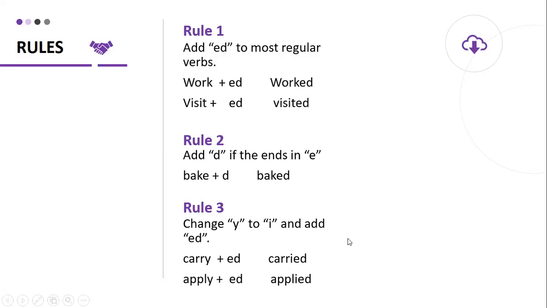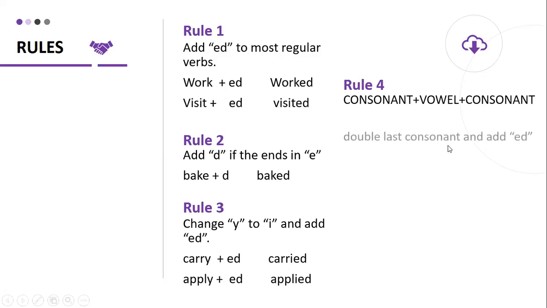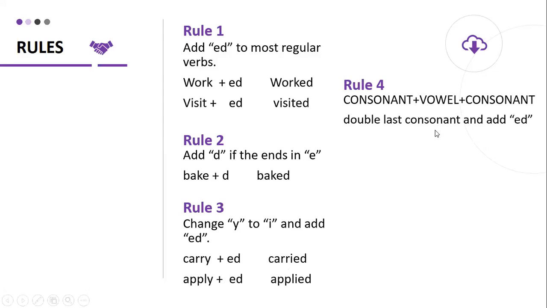Rule number four. Consonant, vowel, consonant. Cuando el verbo tiene una consonante, una vocal y una consonante, entonces vamos a doblar la última consonante. Double the consonant, and add ED. Y luego de doblar la última consonante, le vamos a agregar ED. Las excepciones son cuando el verbo termina en estas letras: H, J, Q, V, W, X, Y. Si el verbo regular termina en una de estas letras, entonces no se puede doblar la última consonante. Pero de ahí la mayoría sí se puede.